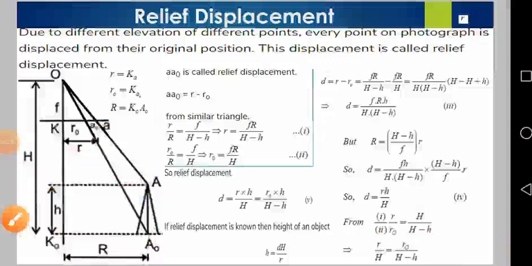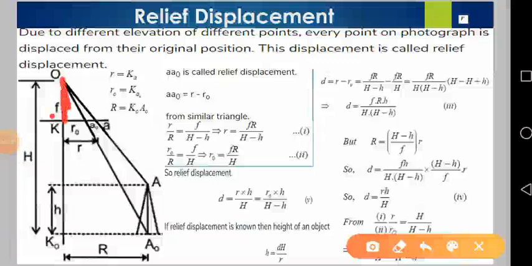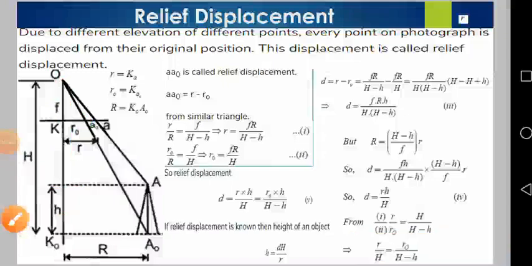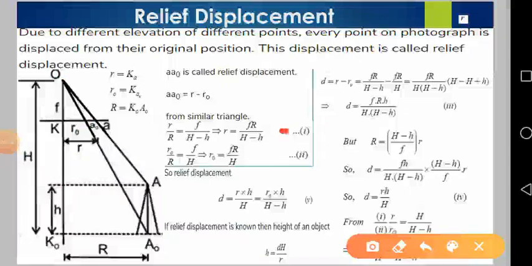So r by R is equal to the scale definition, f divided by the focal length. From this particular triangle, it is f divided by H minus h. This is the distance I am finding, capital H minus small h. Now if we rewrite this expression, we get r equal to f into R, that is, r equals fR divided by H minus h.